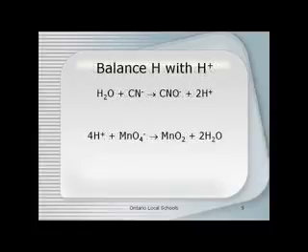Since we've added water to both of these half reactions to balance the oxygen, we now need to balance the hydrogen by adding H plus. So to the CN minus becomes CNO minus, we're going to add 2H plus to the CNO minus side. And for the MnO4 minus becomes MnO2, we're going to add 4H plus to the MnO4 minus side. For the CNO minus, that's the product side of that half reaction. For the MnO4 minus, that's the reactant side of that half reaction.